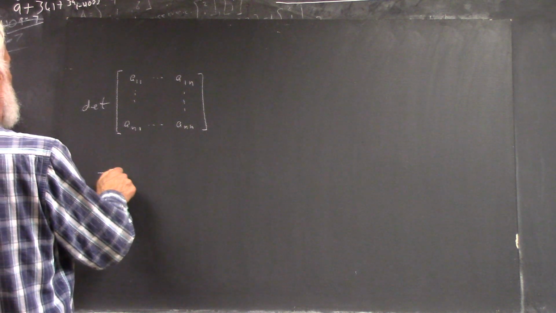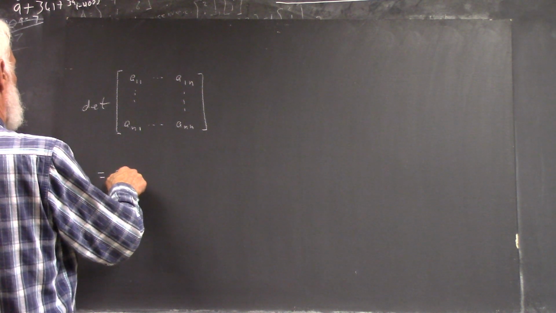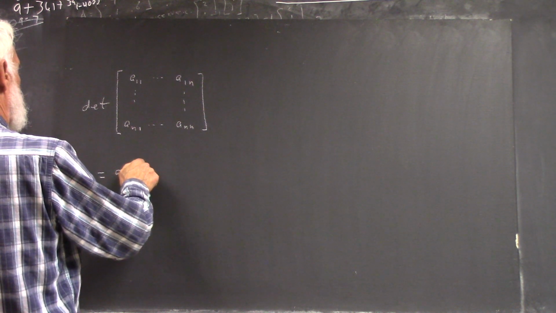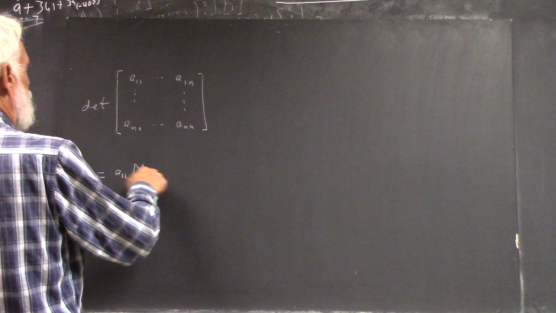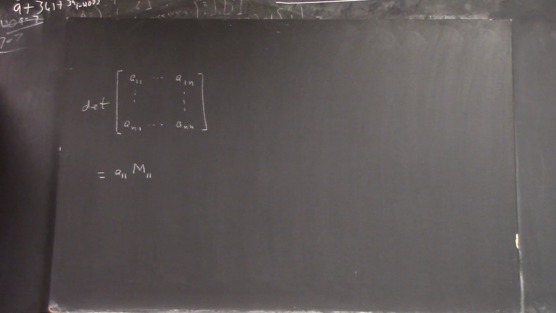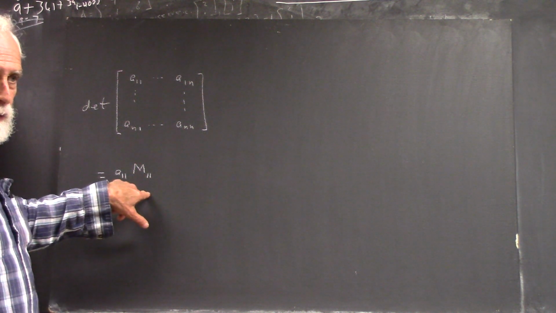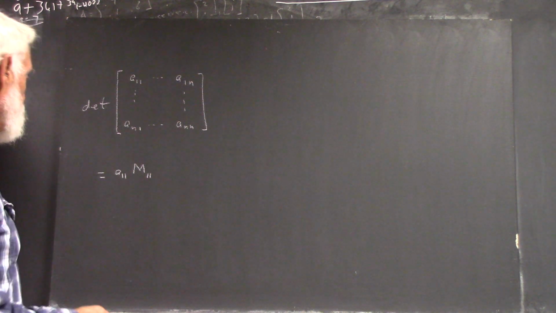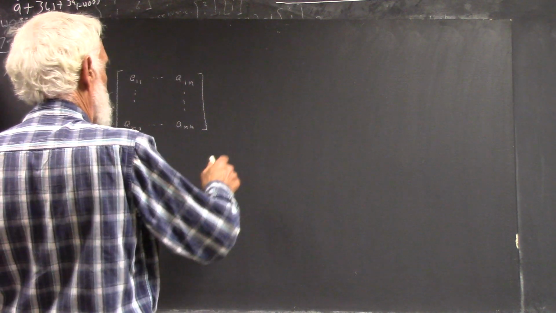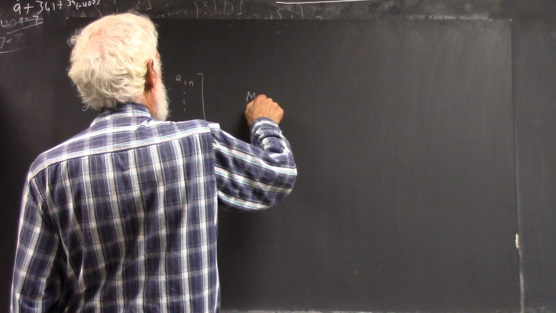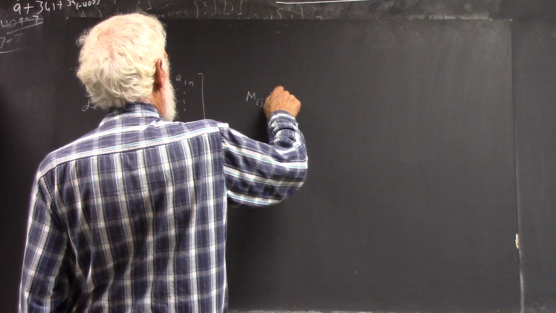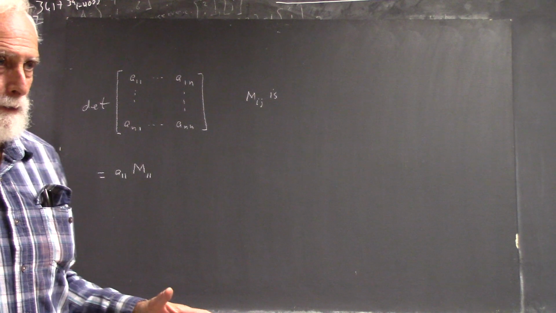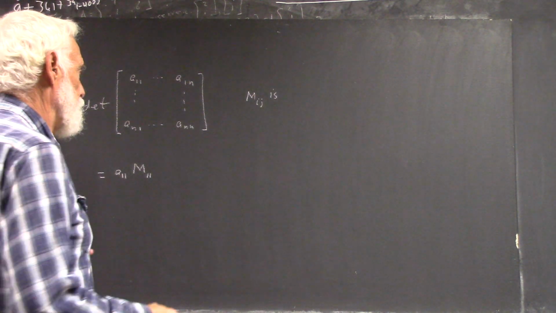Okay, just the simplest. It's A11 times M11, where M is the 1, 1 minor. Okay? So, let's just define what Mij is. And I'm going to just define it with words because it'd be really hard to totally notate it, and confusing and all kinds of things.